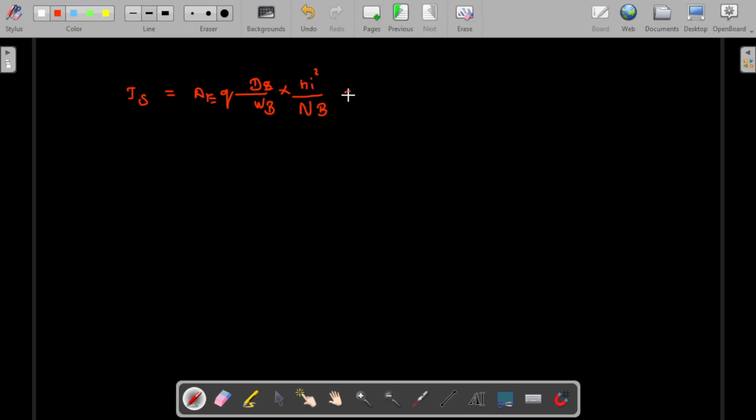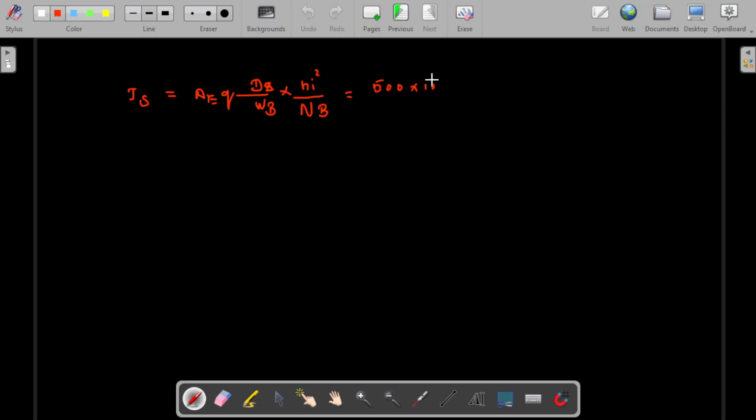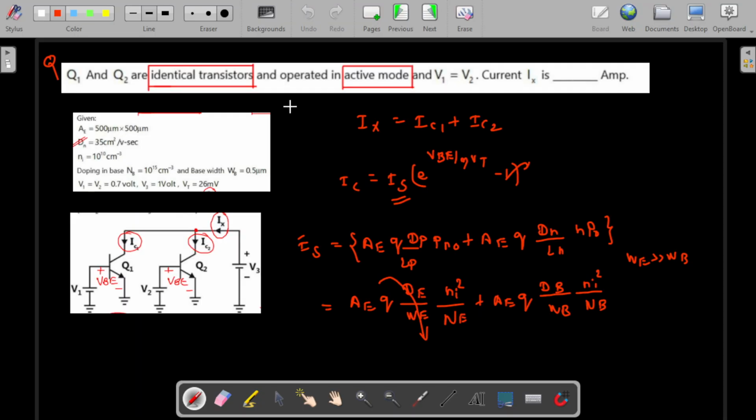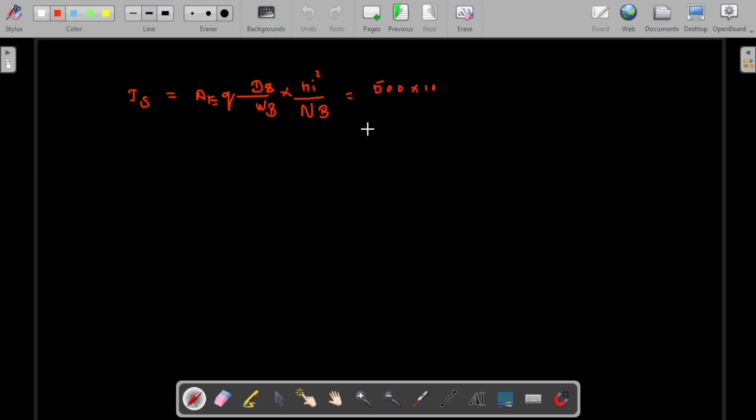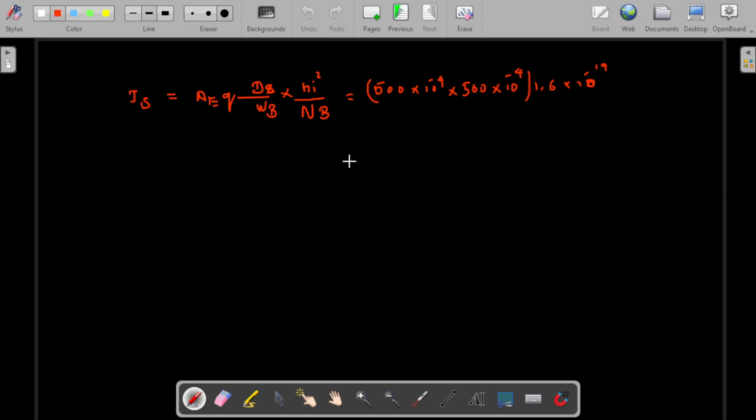Now if we substitute, AE is equal to 500 micrometer cross, converted from micro to centimeter, so that is 10 power minus 4 cross 500 into 10 power minus 4. This is the area. Q can be written as 1.6 into 10 power minus 19. All the things given in the question will definitely be used, so please don't ignore anything.